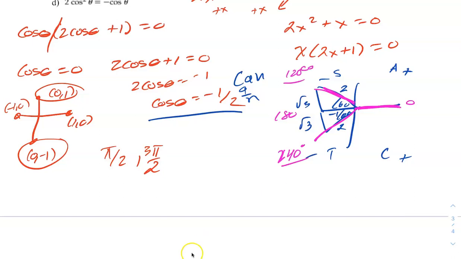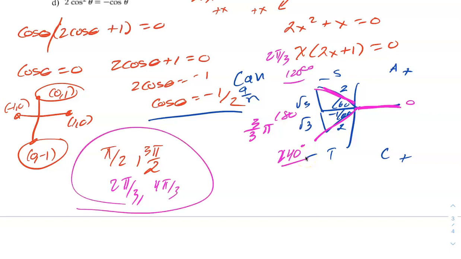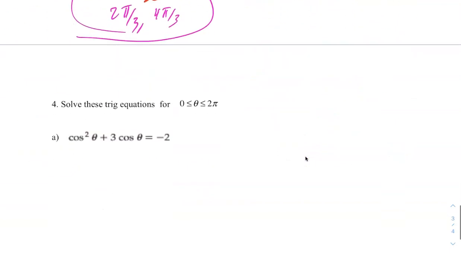If I wanted radians to match my answers over here, just go, okay, what's 60? It's pi over 3, so 3 over 3. One less would be 2 pi over 3. And then one more would be 4 pi over 3. And those will be my answers. Okay, last couple.